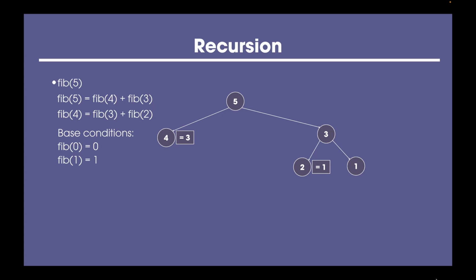And let us switch to the right child, fib of 1. We already know the value of it. It is 1. Let us add both of them to get the fib of 3. And finally, let us add the left child and the right child to get the value of the fib of 5, which is 5.